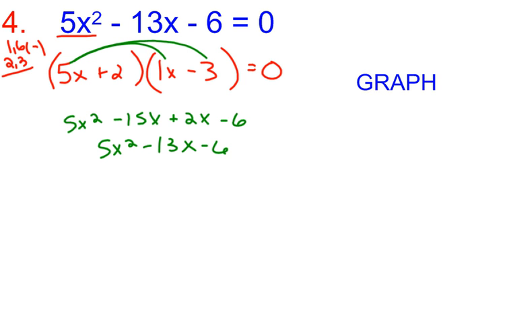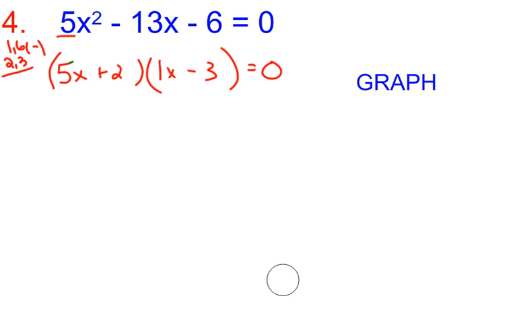Did I end up with my original? I did. I got lucky. Guessed right the first time. If I didn't, remember you'd flip that 3 and 2 and we go from there. So this does factor properly here. So now from here I take each factor, so each parenthesis, I set it equal to 0 and solve.